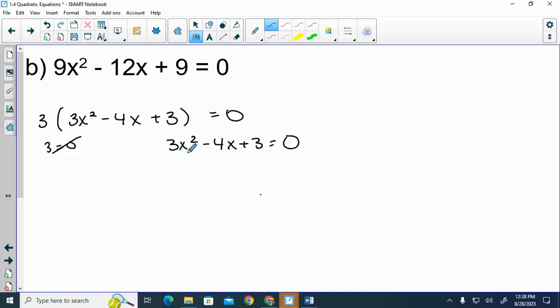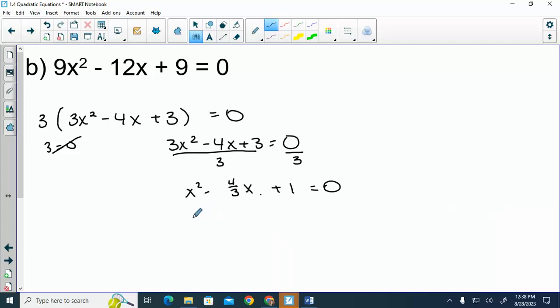Because it is not a 1x squared, what's the first step for completing the square? Divide. So I have to divide everything on both sides by 3. So we get x squared minus, I'm just going to keep this as 4 over 3x, plus 1 equals 0. Alright.